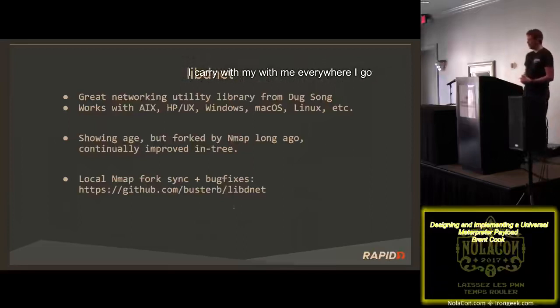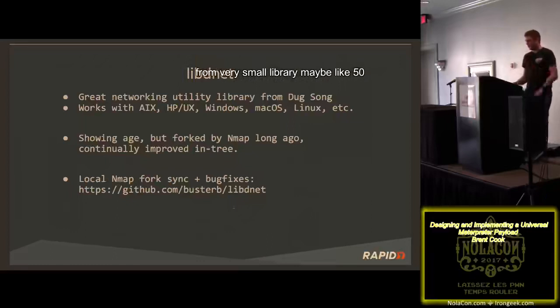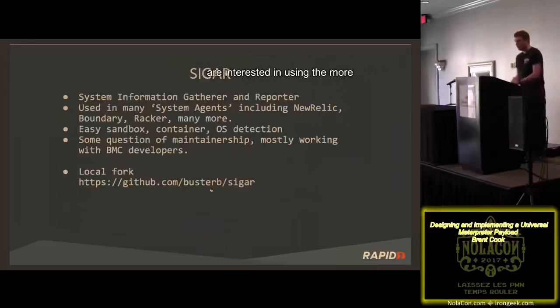libdnet. This is something I carry with me everywhere I go. Dug Song wrote it, and probably about 2004 was the last update. But a lot of projects use it. If you look inside the source code of Nmap, it has an embedded copy of libdnet. libdnet lets you do all kinds of interesting networking stuff from a very small library, maybe 50K bytes of code. You can do packet captures, routing, ARPing, all sorts of cool stuff. Again, I've got a fork of it if you're interested in using the more up-to-date version of libdnet.